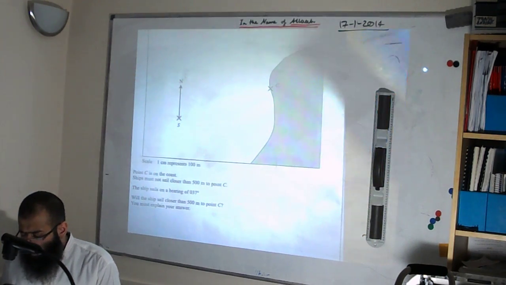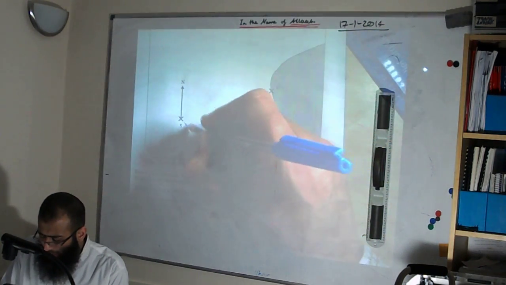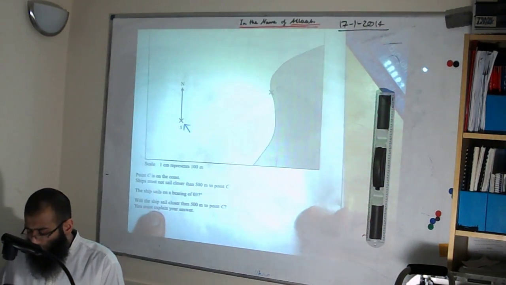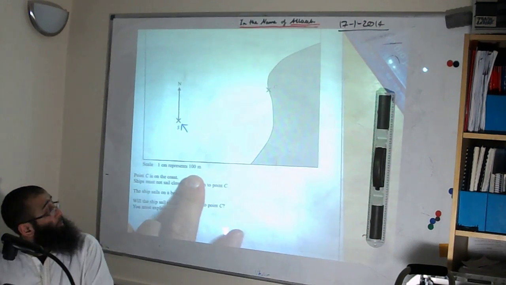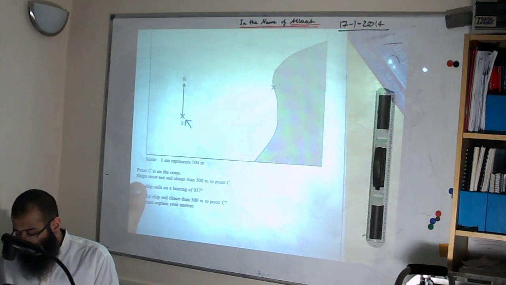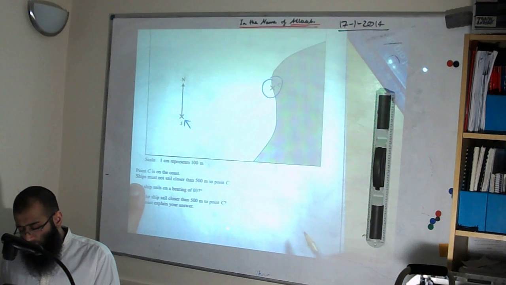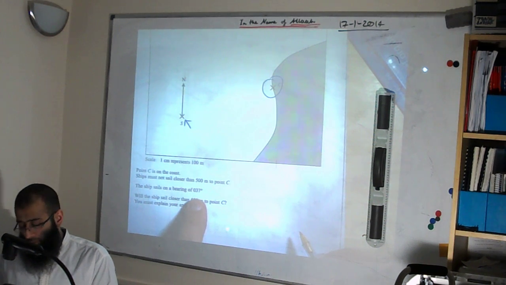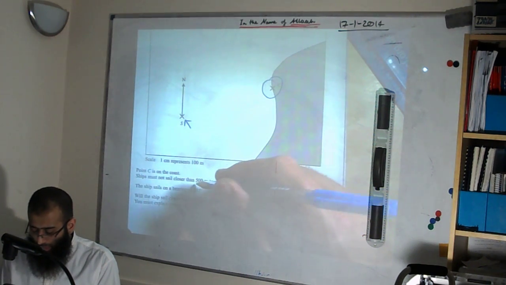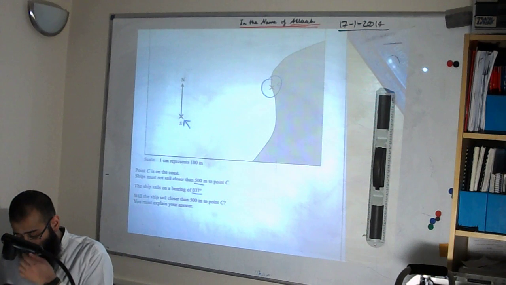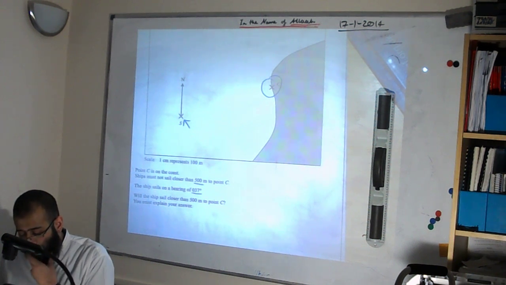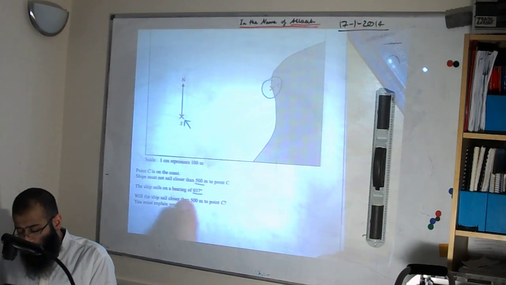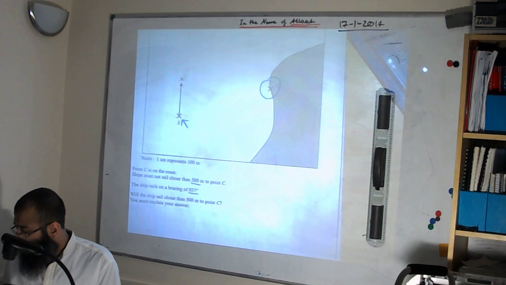Okay, because here is the map. The position of ship S is marked here. Scale is 1 centimeter represents 100 meters. Point C is on the coast over here. Ship must not sail closer than 500 meters to point C. The ship sails on a bearing of 037. So we got two things: a distance and a bearing. So let's first of all find out, will the ship sail closer than 500? You must explain your answer.